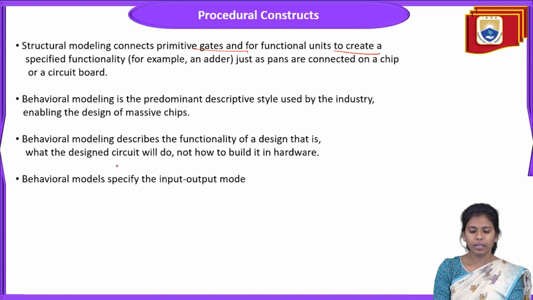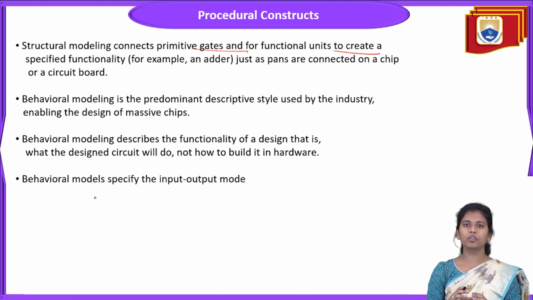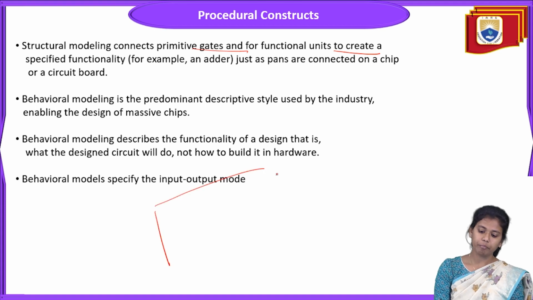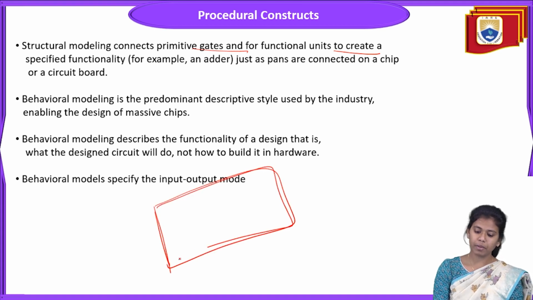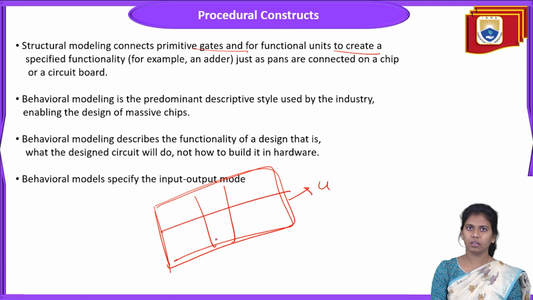And structural modeling uses connectivity, primitive gates and functional units to create a specified functionality. For example, here the structural modeling connects the primitive gates. Yes, it's obvious; the sentence talks very clearly about the structure. Suppose I want to design some module, say a computer. If I want to design a computer, I have to design the big computer internally. Segregation has to take place, isn't it?